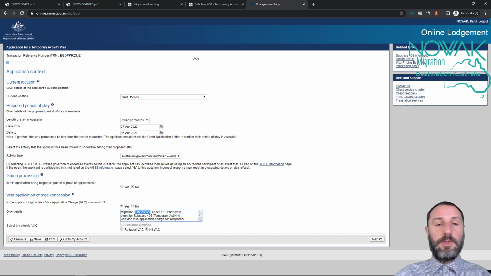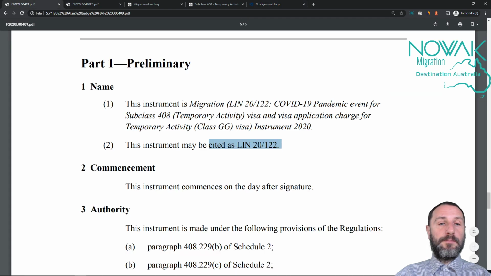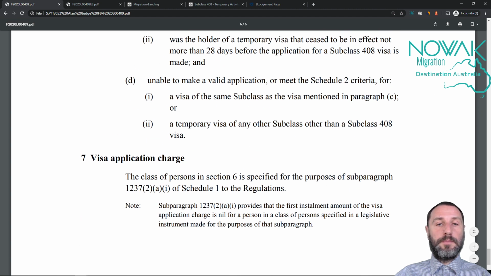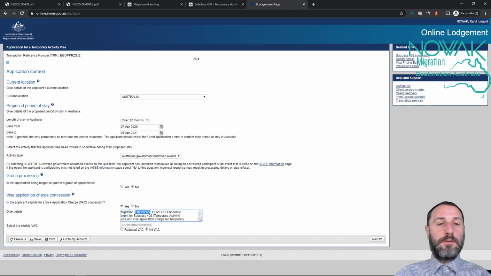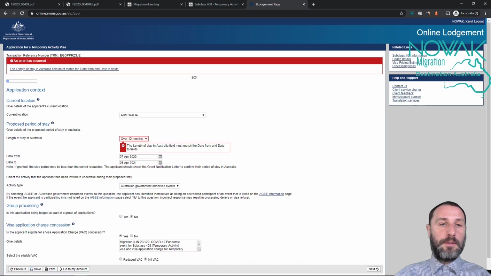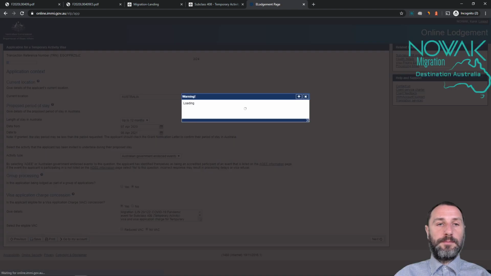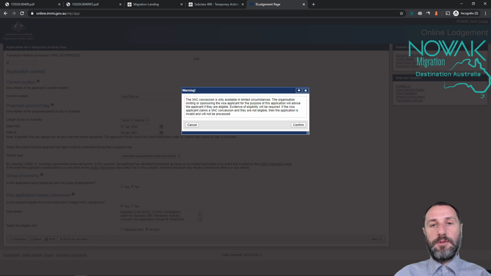Under this instrument, remember, the subparagraph is nil over here. Nil, zero, and just refer to the instrument. Next. The date must match the date from and date to, up to 12 months. Okay, next. They will ask you whether you are sure that it's nil, because if you would have to pay for it, it's going to be invalid.